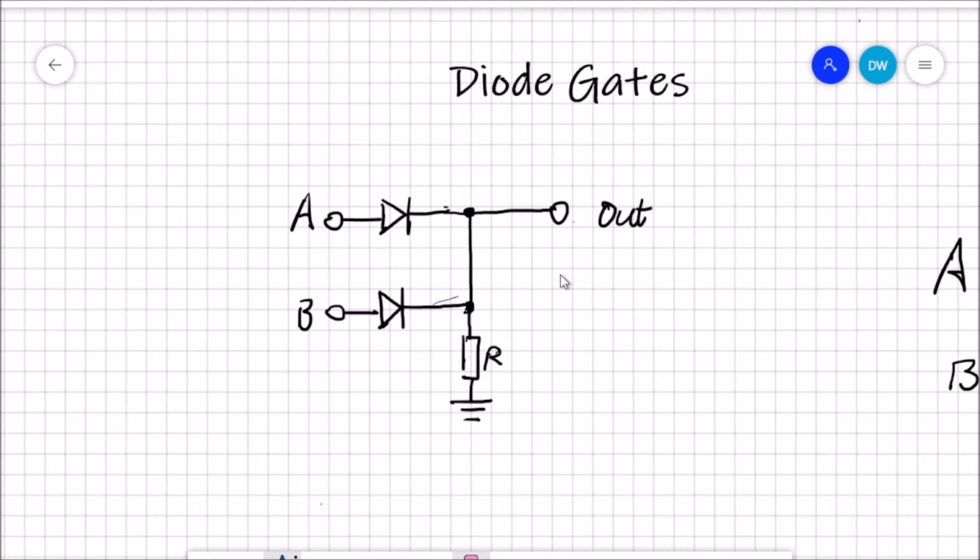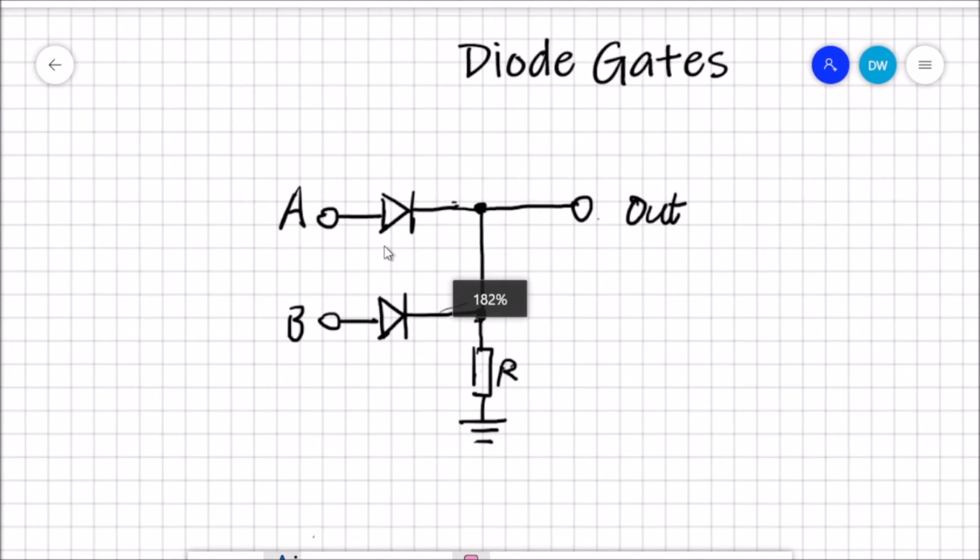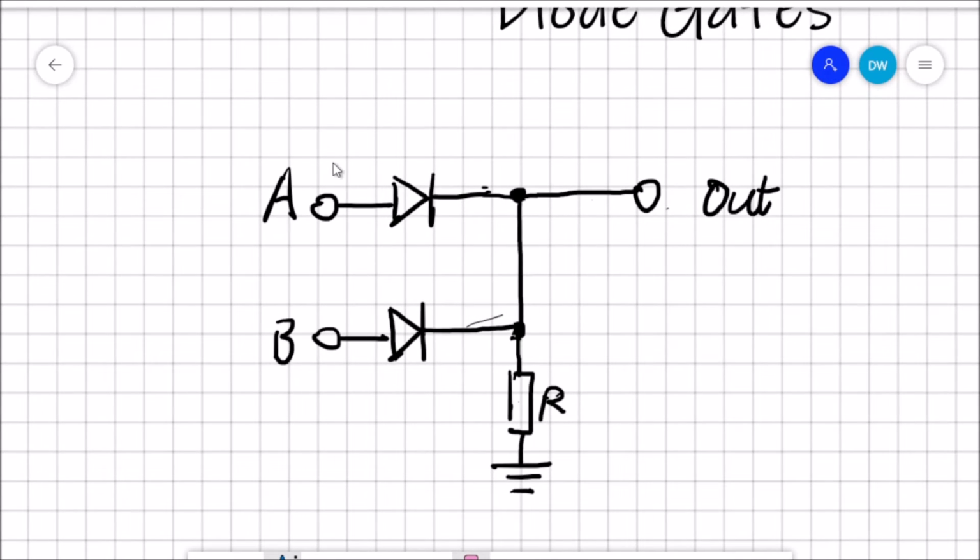So let's look at here. We have two inputs, A and B, each connecting to a diode, leading to an output. So what does it do? Let's consider: if we apply no voltage on either terminal, then there will be nothing out, wouldn't there? So we actually end up with 0, 0. Two inputs of 0, and then no output.